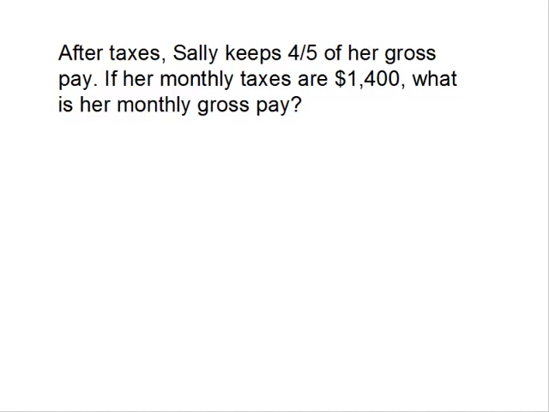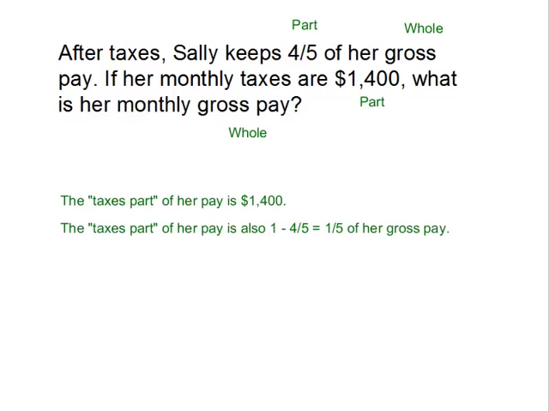All right, hopefully you've had time to think about this one as you pause the recording. In reading the language here, notice that there are several ways of talking both about whole and about part. 4/5 is obviously talking about a part of something, right? It's a fraction. But the $1,400 and monthly taxes are also ways of talking about a part of Sally's money. She has taxes and she has after-tax money.